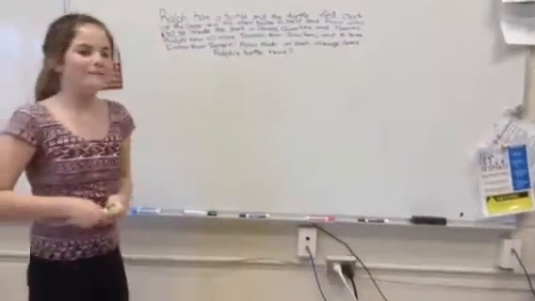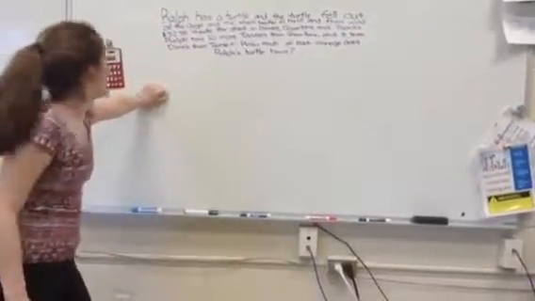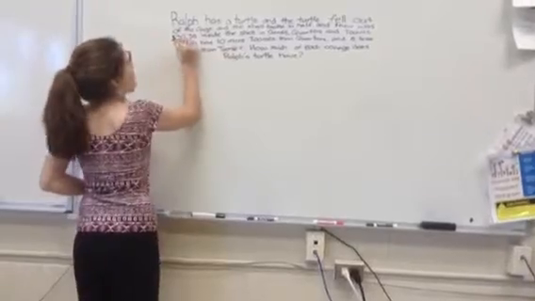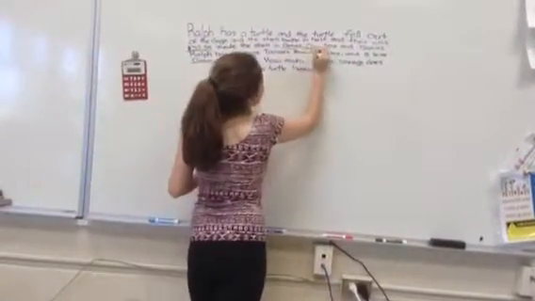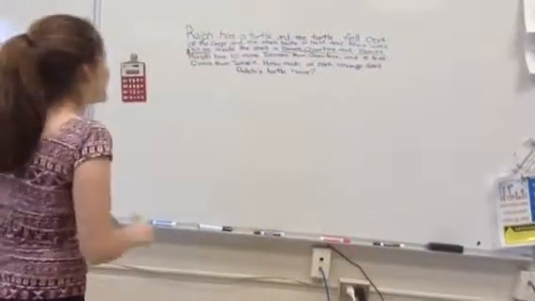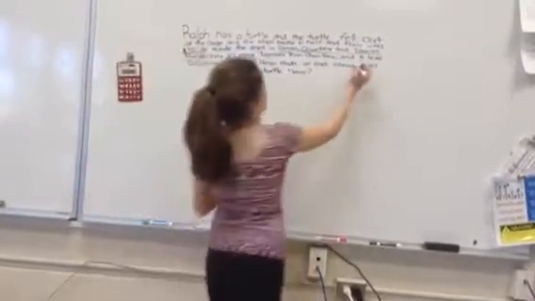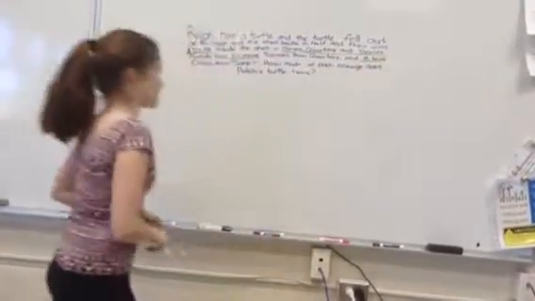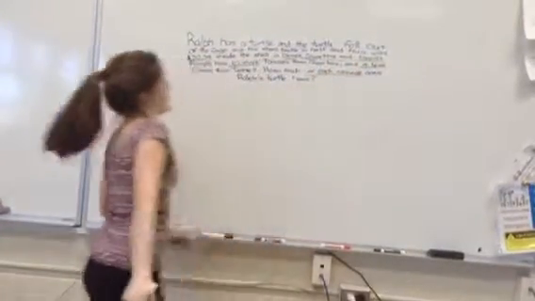So now we're going to highlight the important parts. So Ralph has a turtle, and the turtle fell out of his cage, and the shell broke in half. And there was $32.35 inside the shell. There's dimes, quarters, and toonies. Ralph has 10 more toonies than quarters, and 5 less dimes than toonies. How much of each coin does Ralph's turtle have?